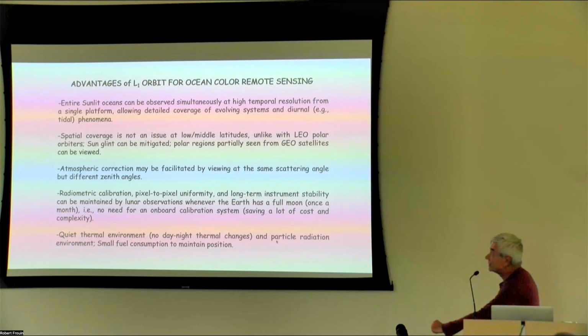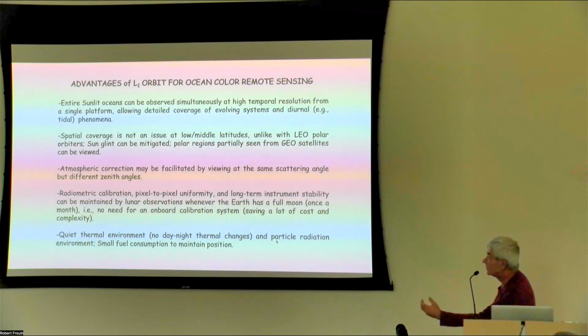Now, what are the advantages of using the L1 orbit for ocean color remote sensing? Well, there are a number of advantages. First, the entire sunlit ocean can be observed simultaneously with high temporal resolution, and this from a single platform. And this allows detailed coverage of evolving systems and diurnal phenomena.